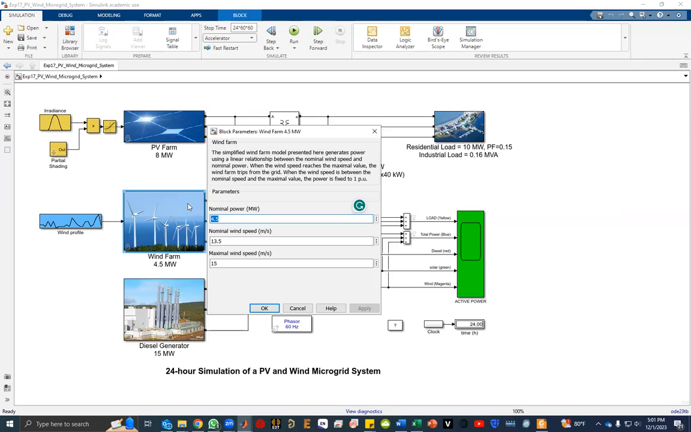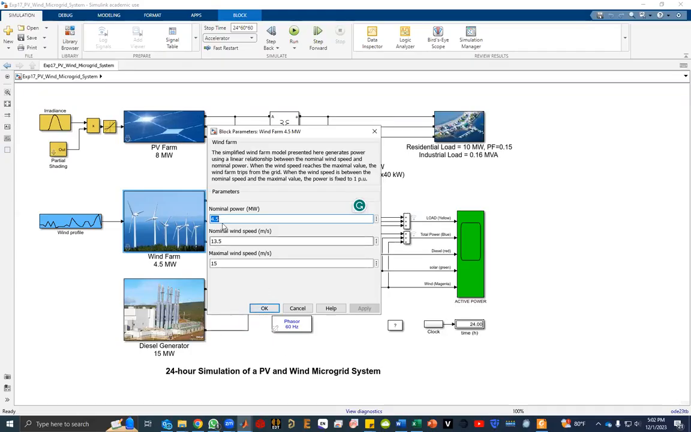Anyway, I'll try to show another example here. Let's see. I chose this one because it combines PV, wind, and a conventional power system. That's why I chose this one. Anyway, I'll show you another one.